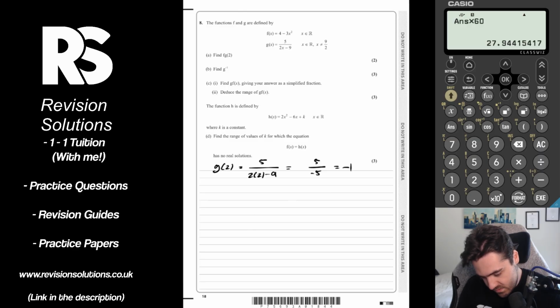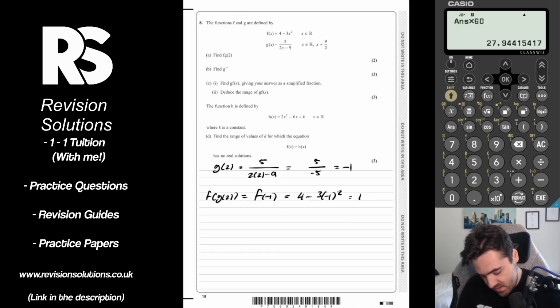So then we know that f of g of 2 is the same as just f of minus 1. So just plugging in minus 1 into f, that'd be 4 minus 3 lots of minus 1 squared, which would be just 4 minus 3, which is just 1.